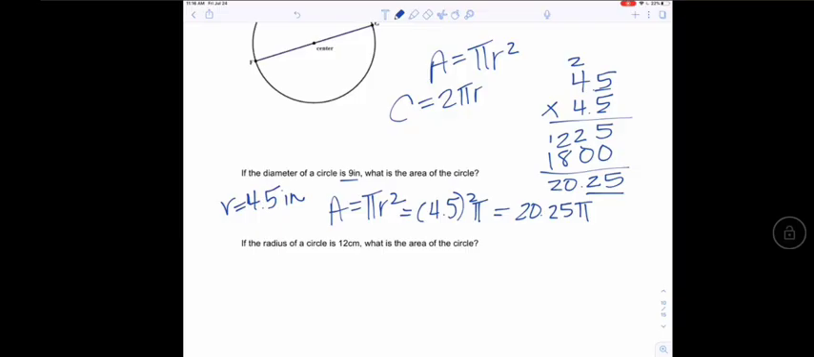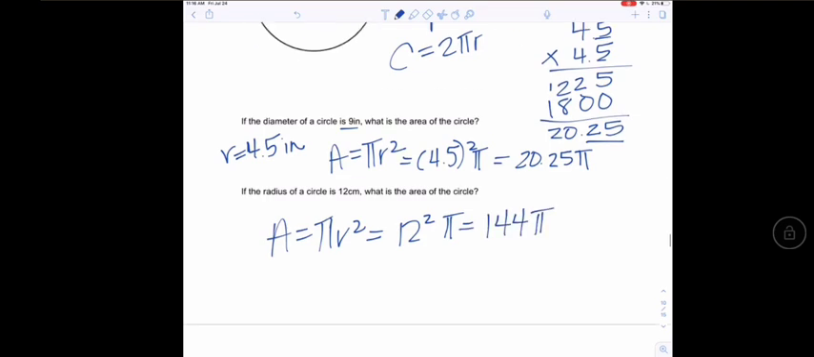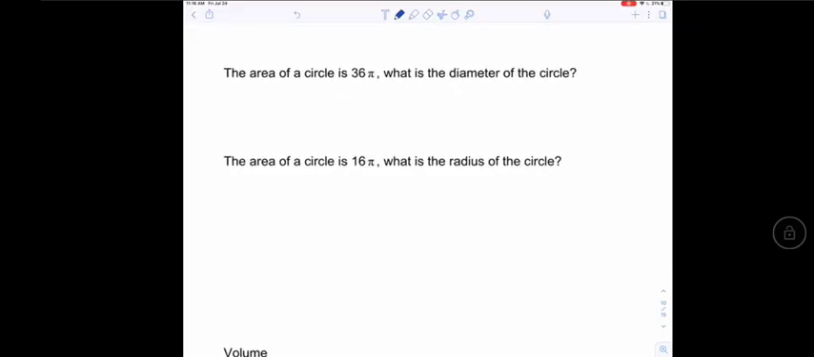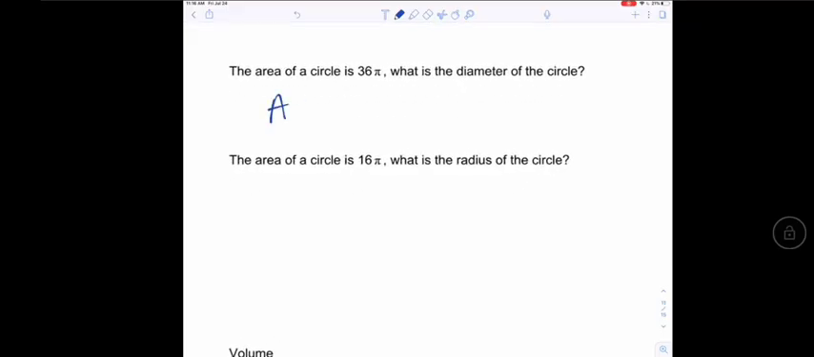It says if the radius of a circle is 12 centimeters, what is the area? Once again, area equals pi r squared. So 12 squared times pi, and 12 times 12 is 144 pi. Okay, super easy, right? All right, so in this one, it's starting us out with area, and then it asks us for diameter. So area equals pi r squared, which is here 36 pi. So it says the area of a circle is 36 pi. What is the diameter of the circle?